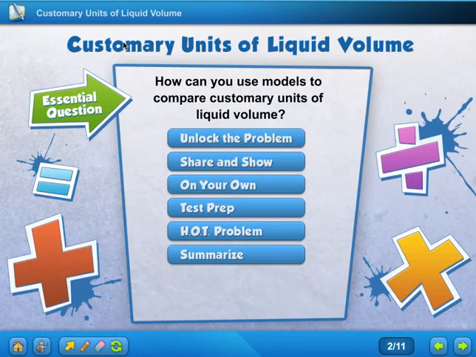Hi everyone, today we're on lesson 12.4 and the lesson is going to be on customary units of liquid volume. And the question asks, how can you use models to compare customary units of liquid volume? So let's get started.